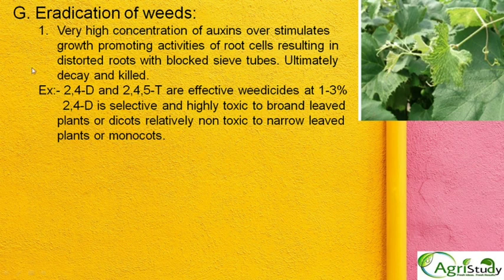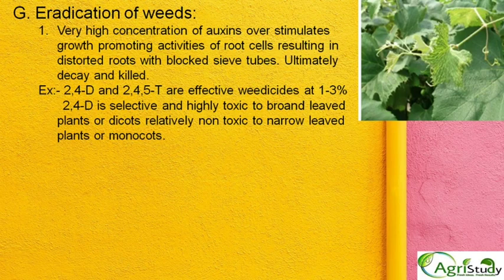In a very high concentration, auxin overstimulates growth. Means hyper growth activity will be there in root cells, resulting in destroyed or distorted roots, where blockage of sieve tubes takes place, where the food should be transported, and blockage of sieve tubes ultimately leads to decay and kills the plant.